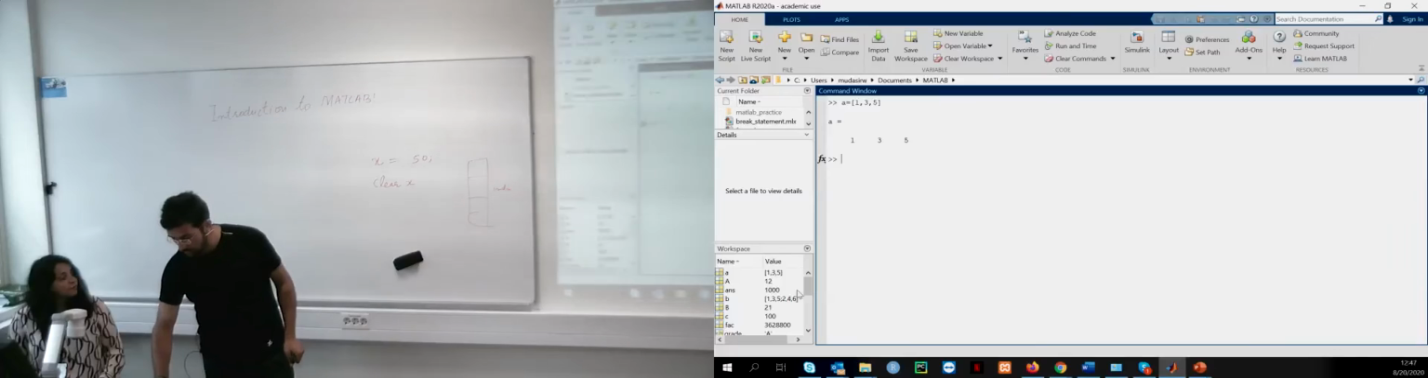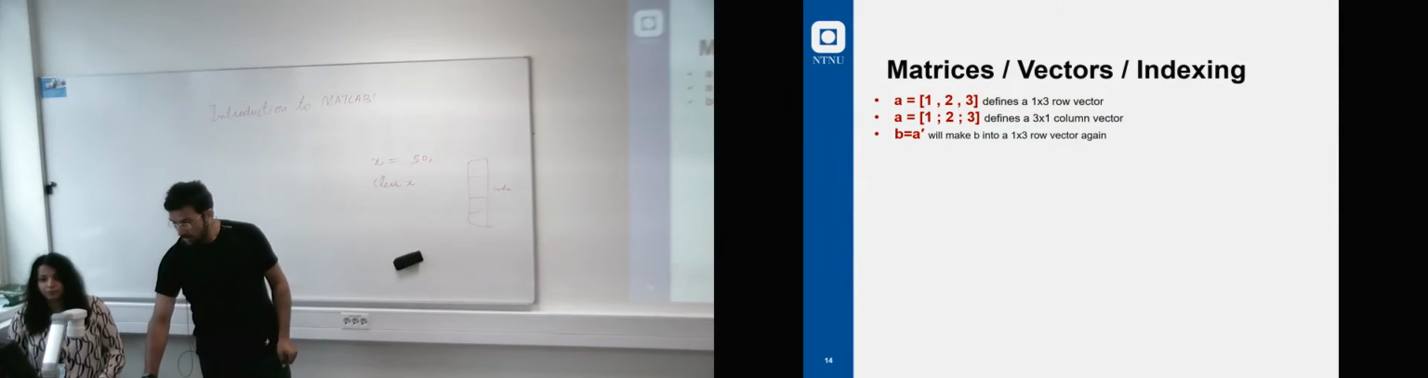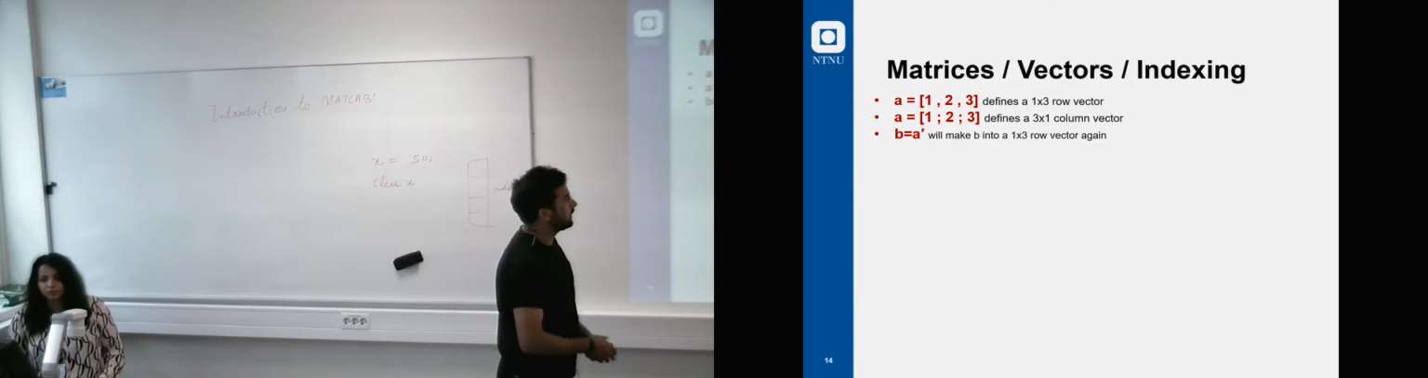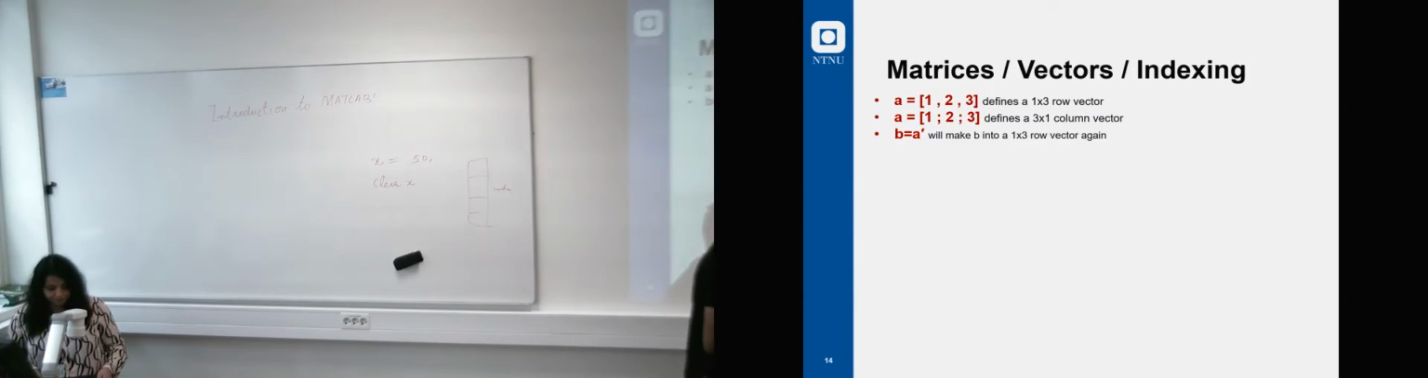That you can do with not the commas between, but the semicolon instead of commas. It will give you a column vector. Okay? You got the column vector? You people also following? Good.